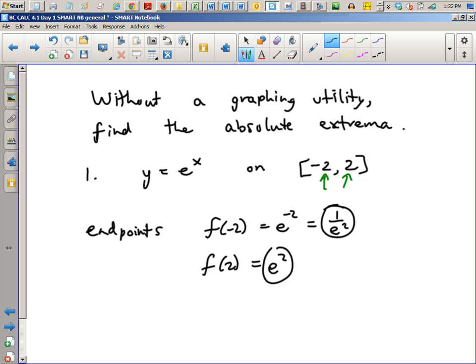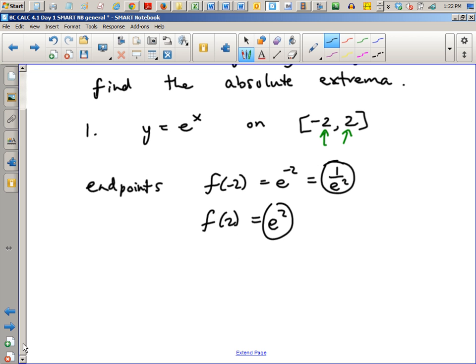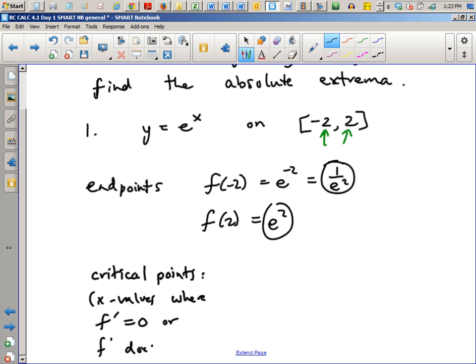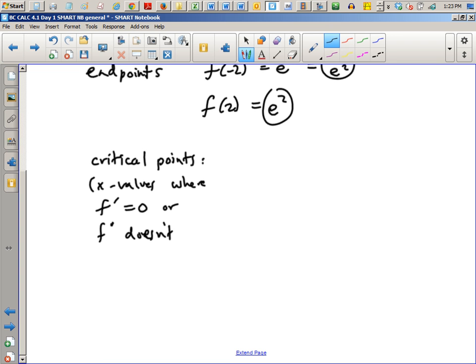Okay, so now let's look at the derivative. So now we look at what are called critical points. Critical points means x values where f prime equals 0 or f prime doesn't exist. Probably should have defined that word earlier for you.